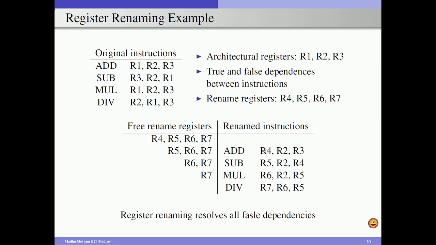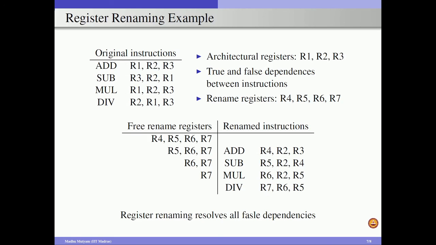And so here we renamed all the destination registers in our code. R1 is replaced with R4 the first time, R3 is replaced with R5, the second R1 is replaced with R6, and R2 is replaced with R7.